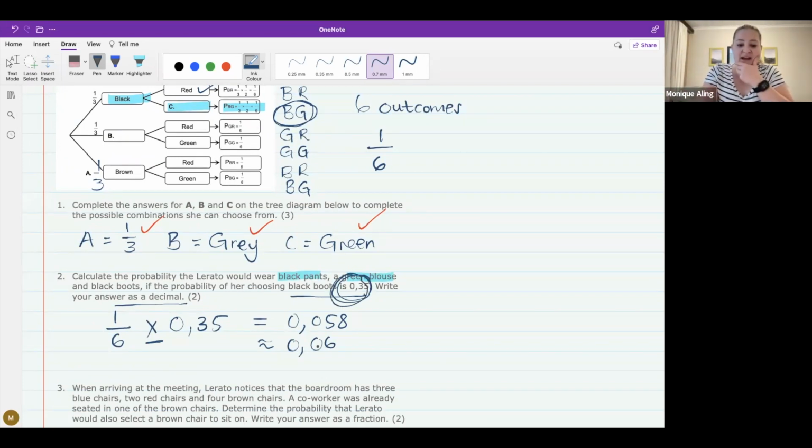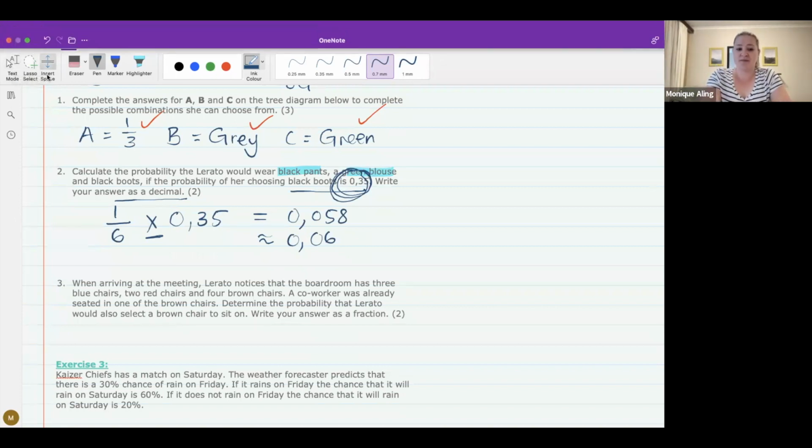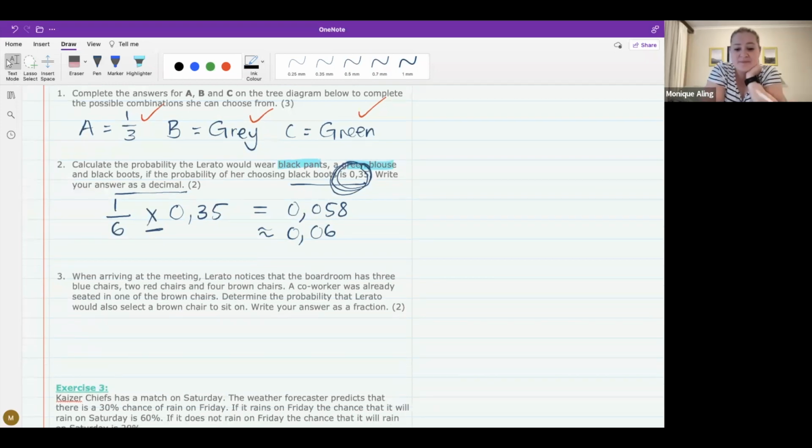Okay. Let's have a look at the next question. When arriving at the meeting, Larato notices that the boardroom has 3 blue chairs, 2 red chairs, and 4 brown chairs. A co-worker was already seated in one of the brown chairs. Determine the probability that Larato would also select a brown chair to sit on. Write your answer as a fraction. Okay, I'm going to leave you guys to try this one quickly.